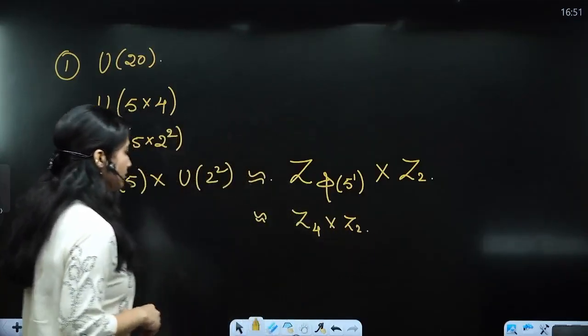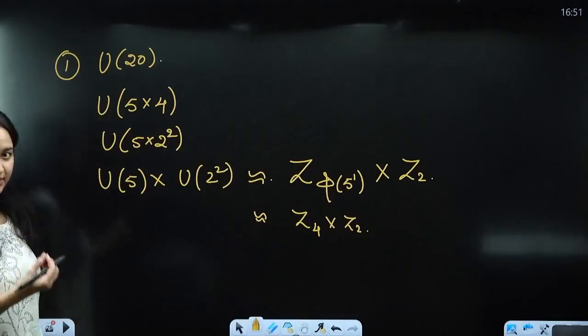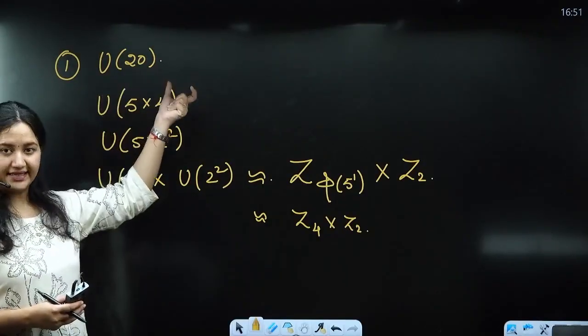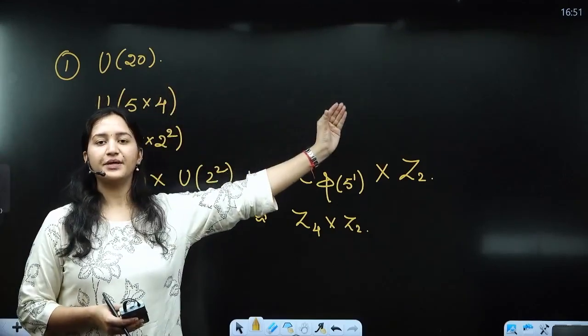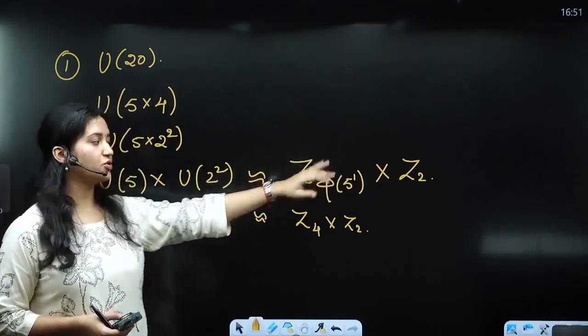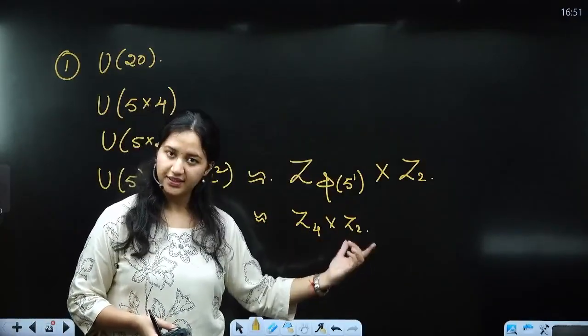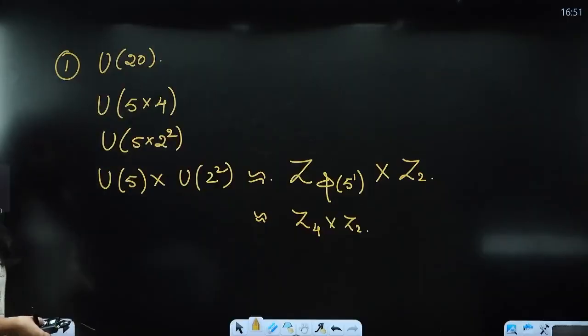Now if you are going to find out all the elements which are going to be co-prime to 20, और आप उस सारे elements का एक group बनाओगे with respect to multiplication modulo, it is going to be isomorphic to the group Z4 cross Z2. Clear? Chalo. Let's take one more example.